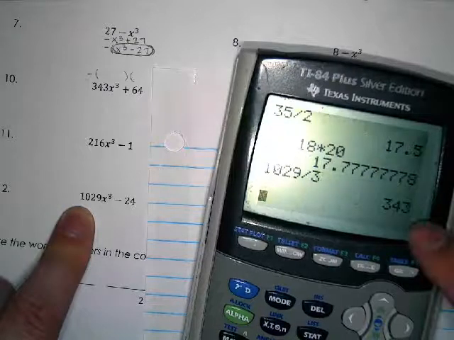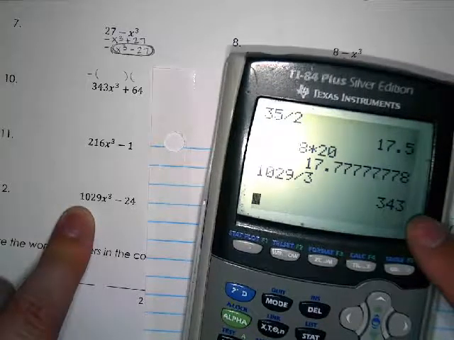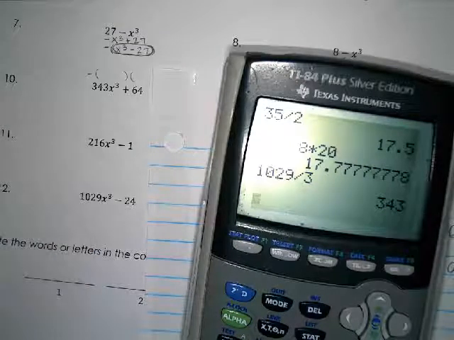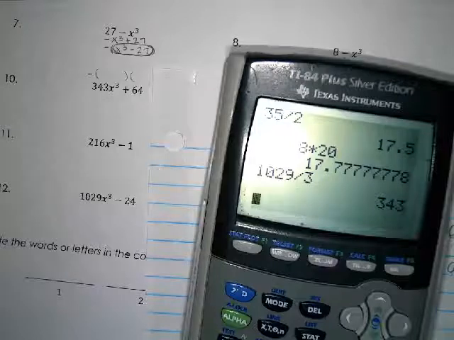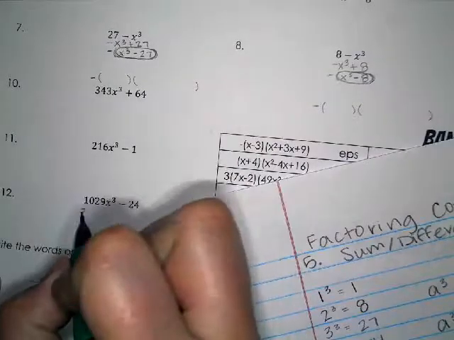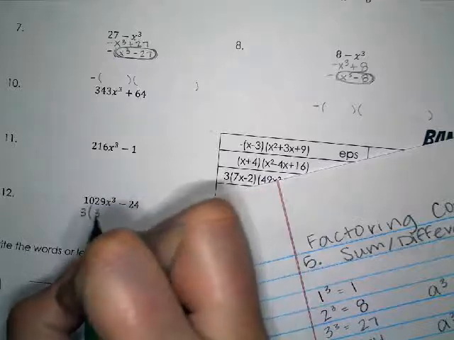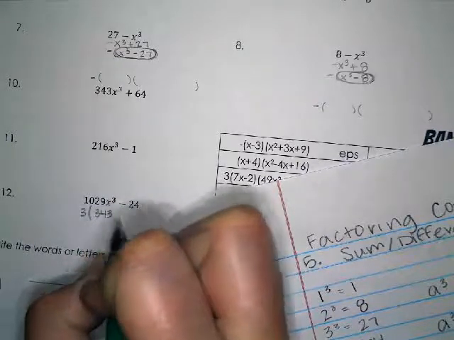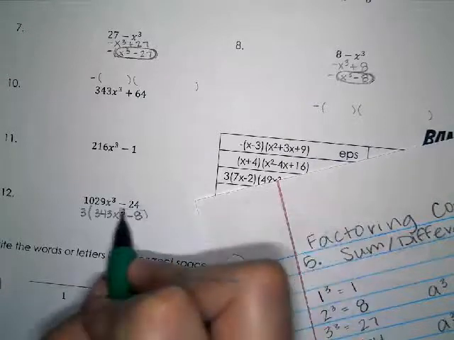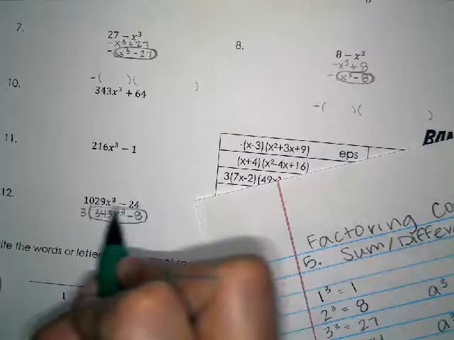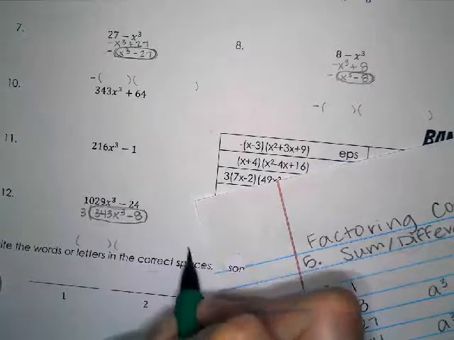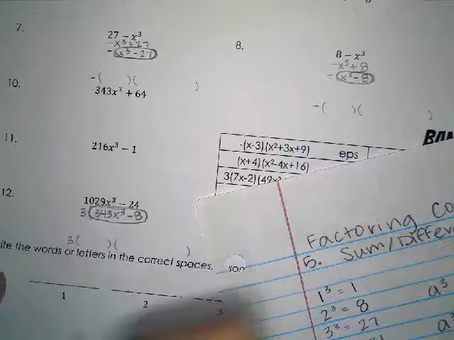Once we take it out, we're going to have our perfect cubes left over. So if we take out a GCF of 3, we are left with 343x to the third minus 8. And when you guys do this problem, you're going to do this right here, and you can ignore the 3 in the whole problem, but at the very end, you're going to have a 3 in front of your parentheses. See how that works?